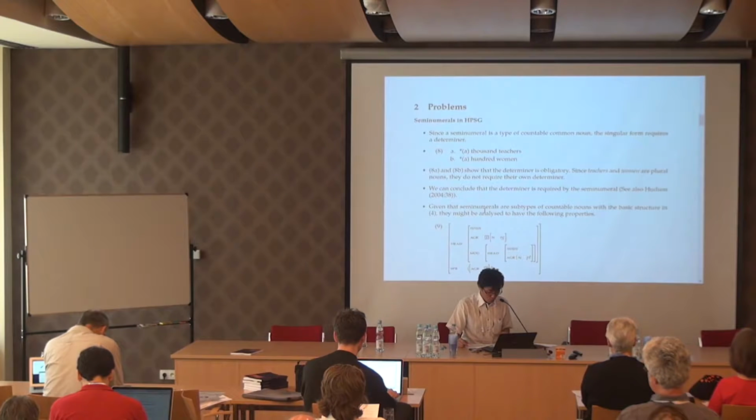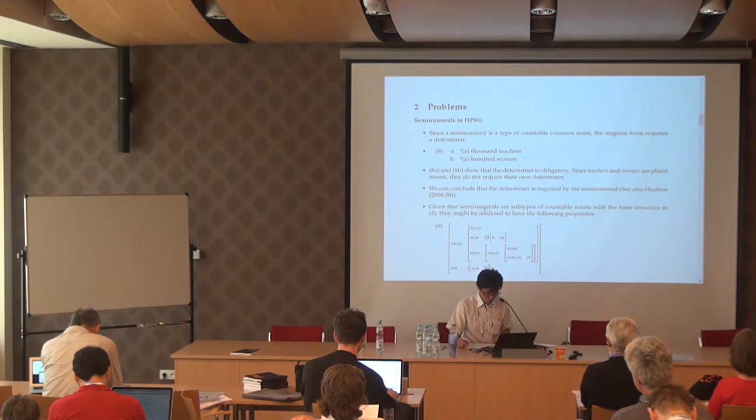Given that a seminumeral is a subtype of a countable noun, we can expect that it shares important properties with the countable noun. As we saw, the countable noun has the properties shown in number 4, so seminumerals might be analyzed to have the properties in number 9.